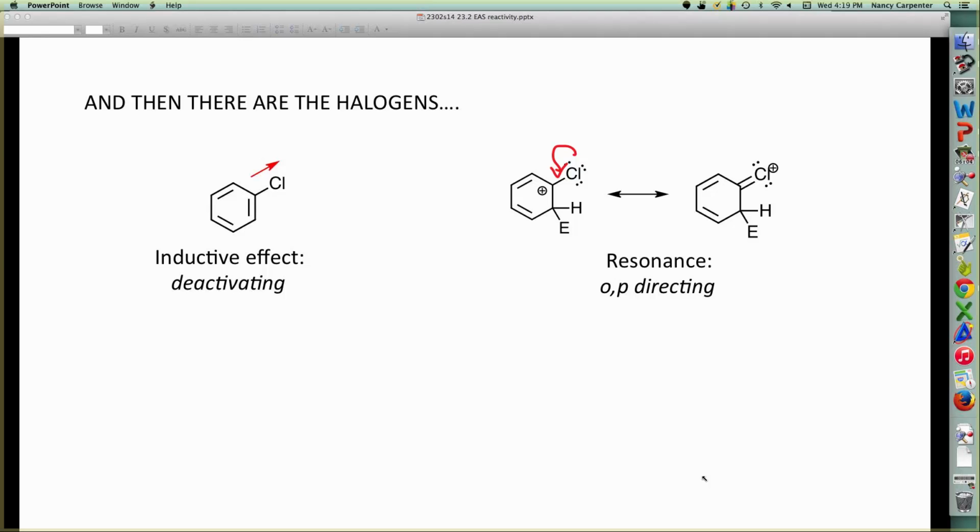Therefore, we've got two competing features, and the halogens happen to be deactivating by virtue of the fact they're electron withdrawing through the inductive effect, but they can stabilize the carbocation intermediate through resonance, which allows them to be ortho-para-directors. So everything else should make sense. The halogens are just a little bit odd.